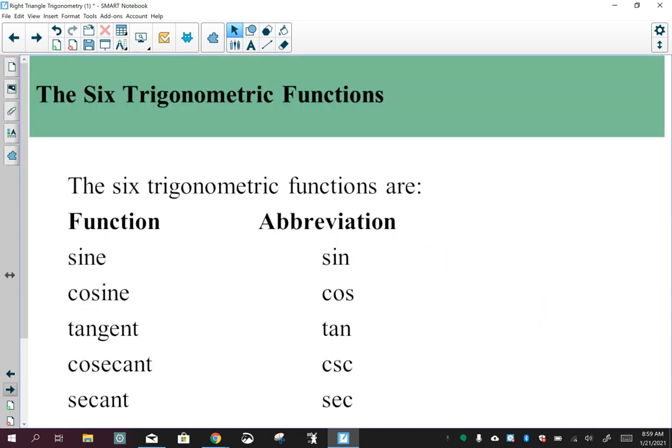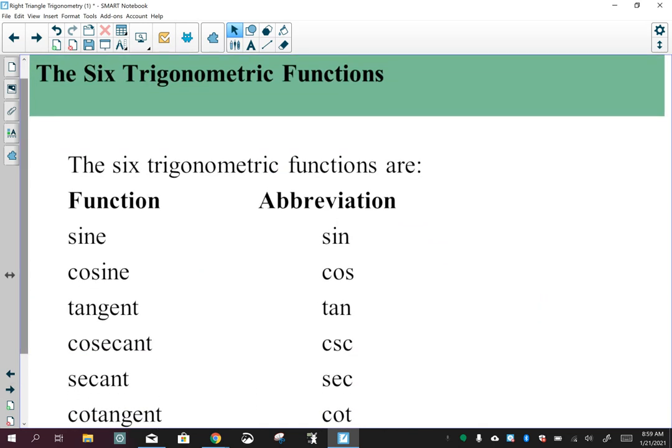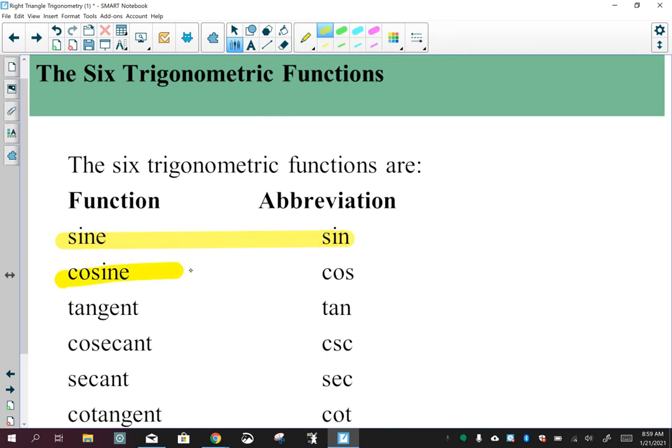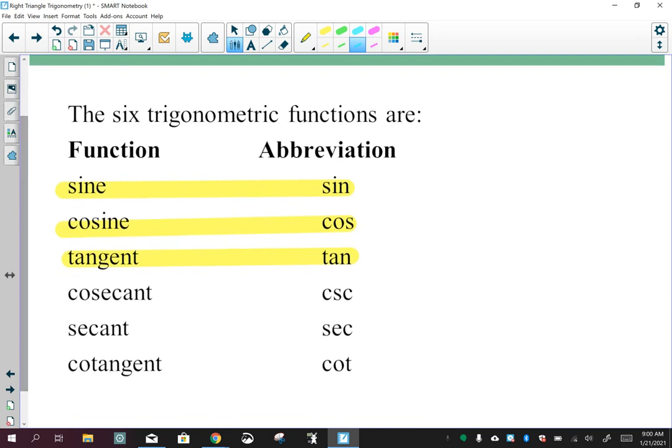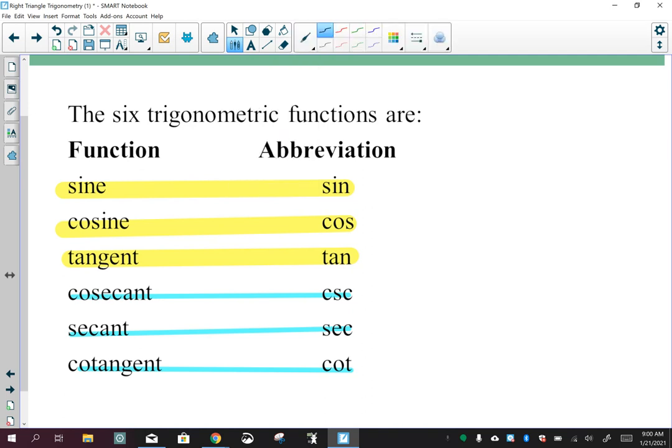All right, so here we go. We have 6 trig functions. This is what you have learned up to this point: sine, cosine, and tangent. There are 3 others that you are also going to have to learn, which are cosecant, secant, and cotangent. Basically, these 3 are just reciprocals of the original 3 that you already learned. And you should hopefully remember these from geometry.